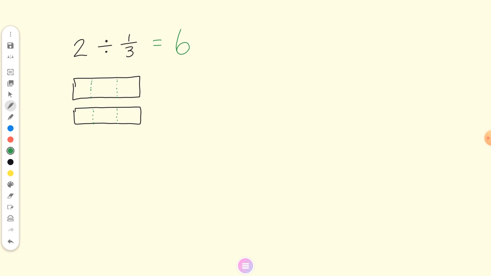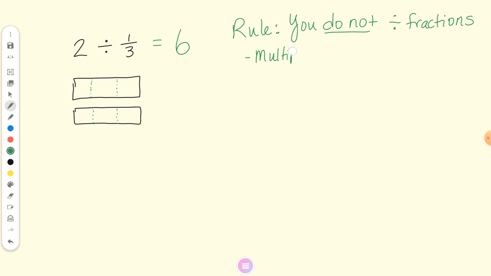So here's the rule. I told you today we're doing a crash course, so I'm just giving you the rule. I want you to write rule up at the top. The rule is you do not divide fractions. We don't divide fractions. We create an equivalent problem. You multiply by the reciprocal.